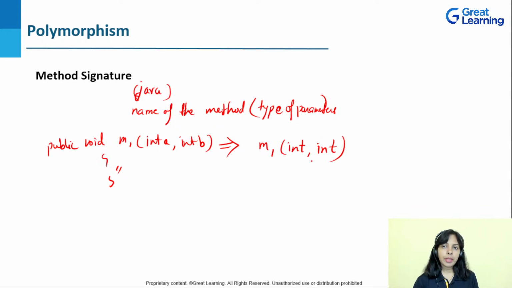Guys, in Java the compiler uses the method signature itself to make any method call. If there are multiple methods, then which method to call is decided by the compiler using these method signatures only. That method will be called which has a method signature similar to the calling method.